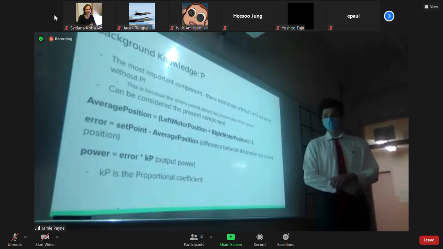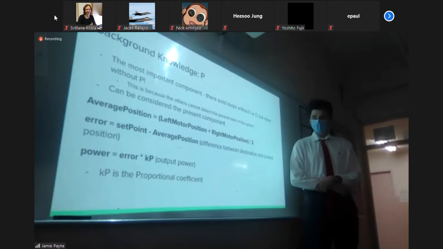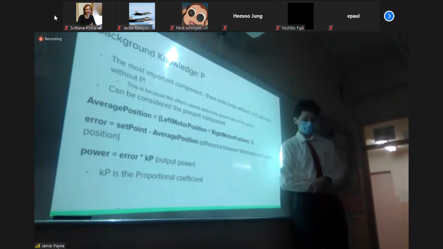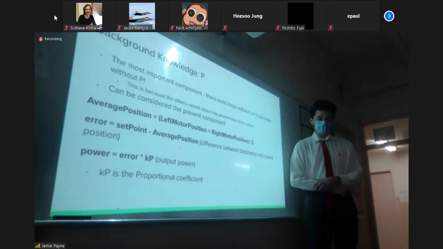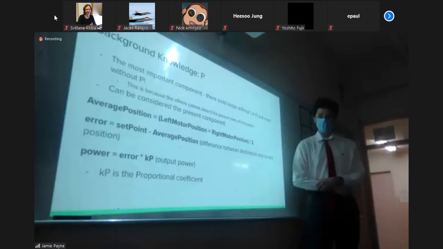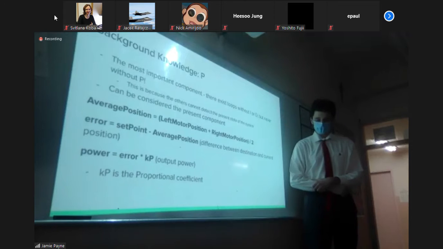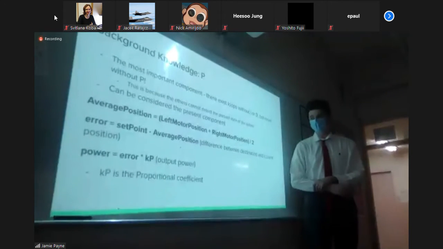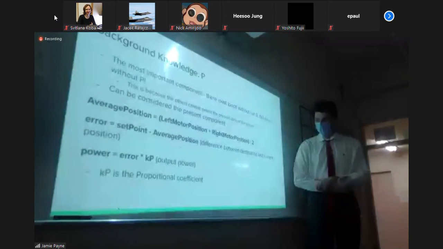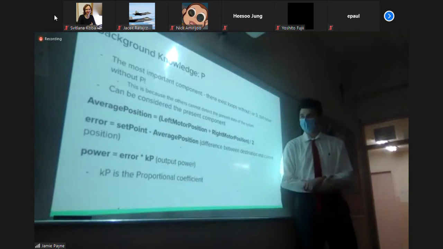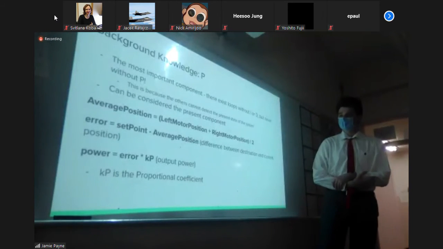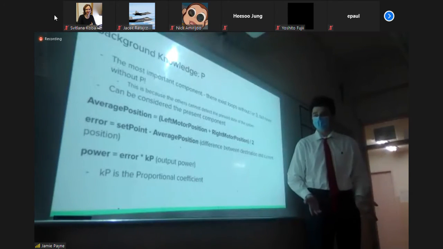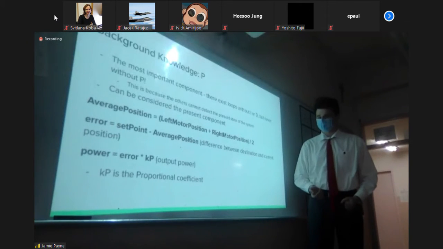First, the proportional component. This is by far the most important component. There exist loops without I or D, but never without P. There are P loops, there are PI loops, PD loops, PID loops. Never are there loops with just I or D. Never. This is because the others cannot detect the present state of the system. And as a result, the P component, proportional, can be considered very simply as the present component.